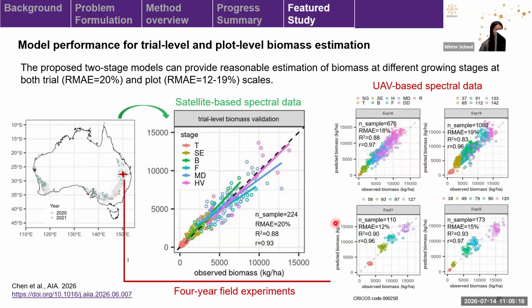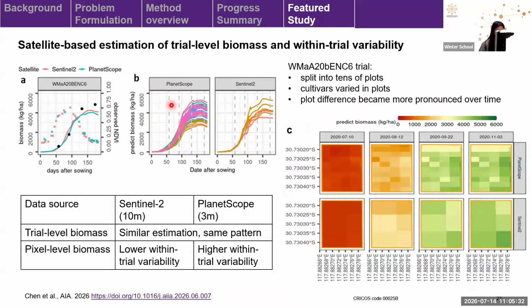And you can see the model performance for the trial level biomass and the plot level biomass estimation is close, comparable. And we want to do one more thing here. Because we know different satellite data have different spectral resolution, we want to see how this difference in spectral resolution will affect the model performance at the pixel scale here. I want to explain a little bit about the trial example I provide here.